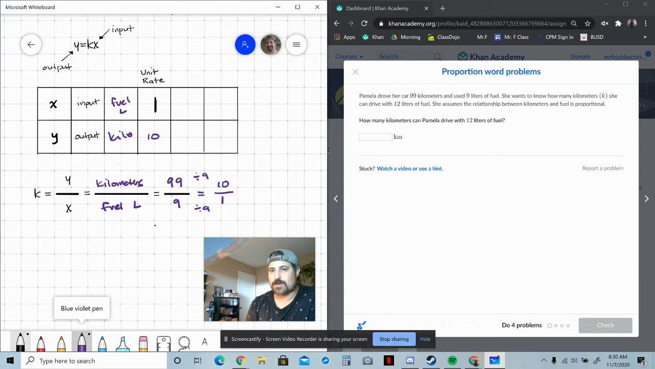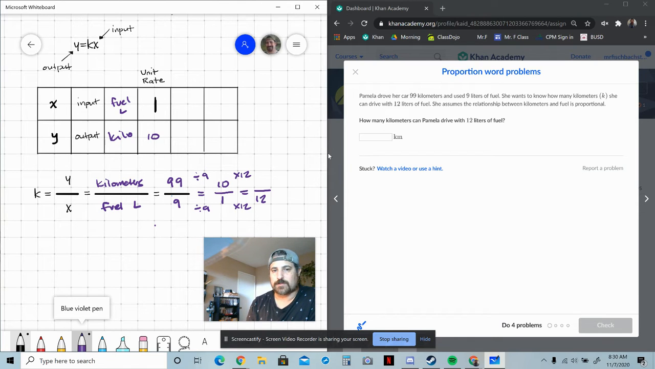And they're saying that she wants to know how far she can travel with 12 liters of fuel. So all that means is that we're going to change our fuel from 9 to 12. We know our unit rate is that we're getting 10 kilometers per liter of fuel. So for 12 liters of fuel, we're just going to multiply top and bottom by 12 to get our equivalent ratio, right?